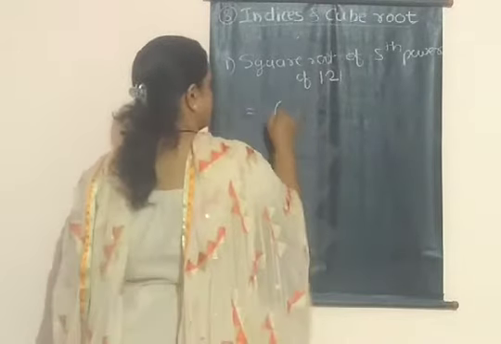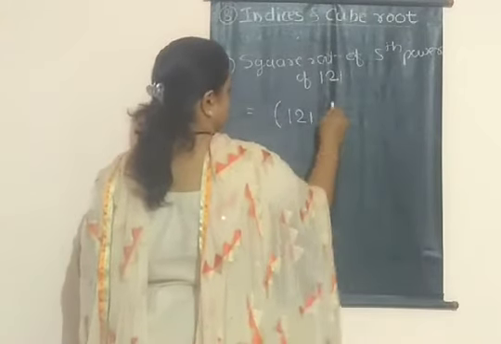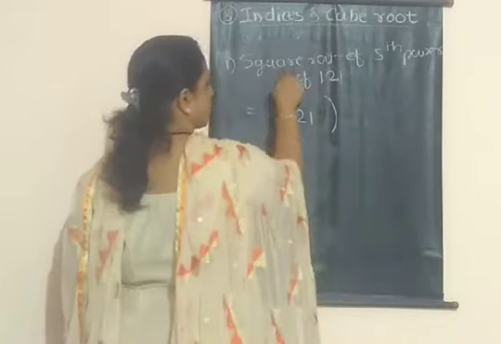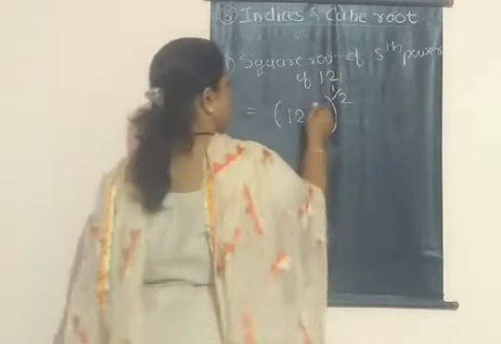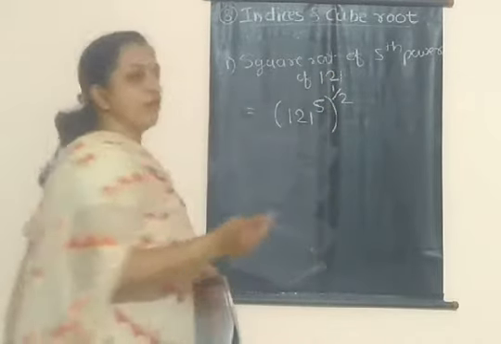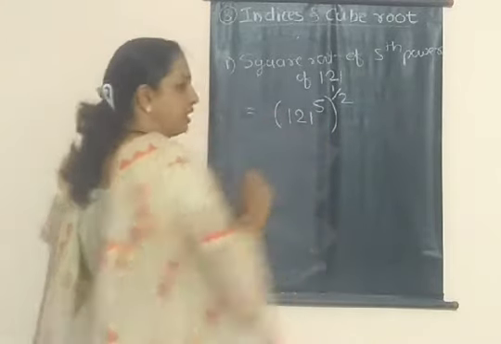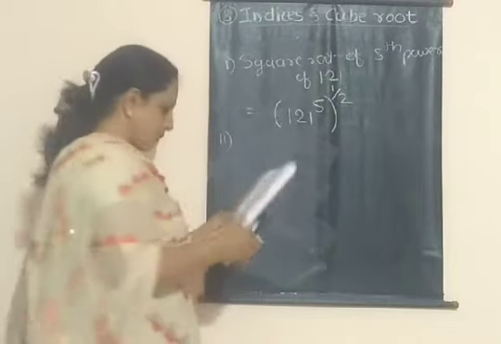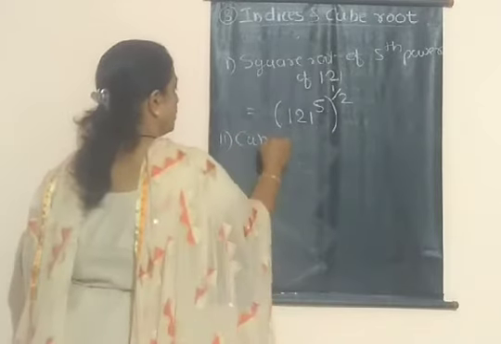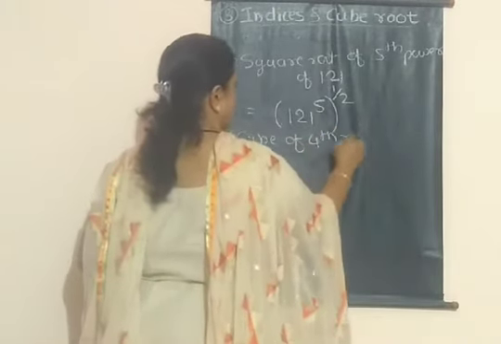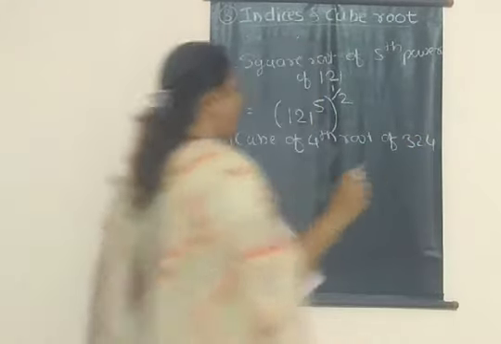Write 121 inside a bracket, complete the bracket, and then start from here: square root. Square root means 1 upon 2, and 5th power, so this is the 5th power of 121. Got it? Square root of the 5th power of 121. Now let's see the second: cube of the fourth root of 324. Now how to write this?